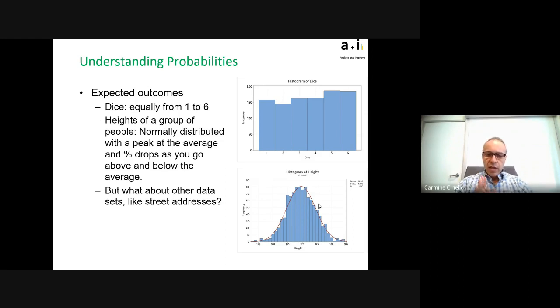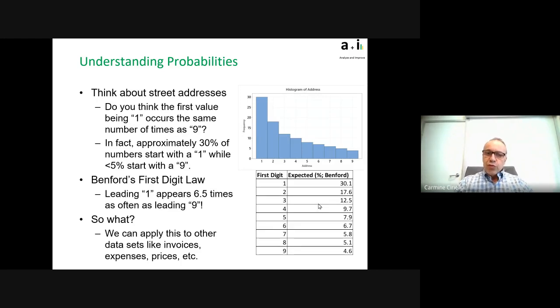So the segue here is, what if you have other data sets? What if we're not dealing with dice or cards or heights? What if we were looking at something as simple as street addresses? What's interesting is that intuitively you might think it follows the same thing, that I would expect it to be completely random. But that's not the case.